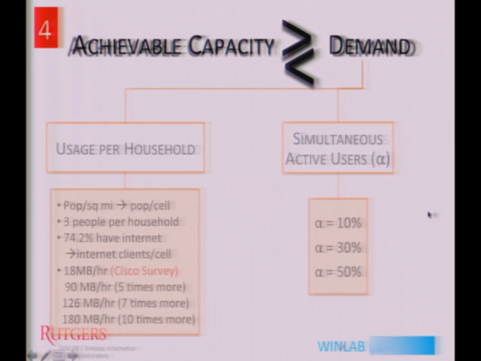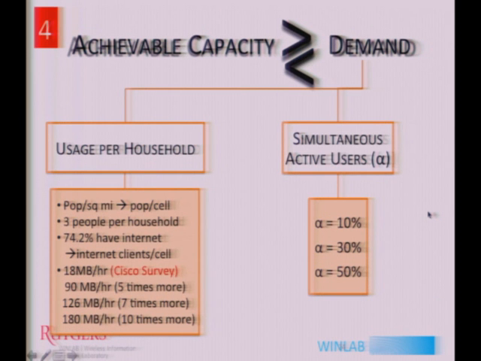So now there's the demand that I'm talking about. The 2 factors that would affect demand would be the usage per household and the number of simultaneous users, basically using it at the same time. So for the usage per household, first we have to see how many clients, or how many households, we have in each of our cells.